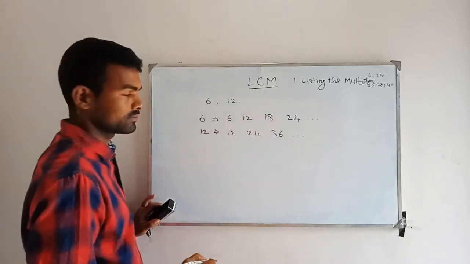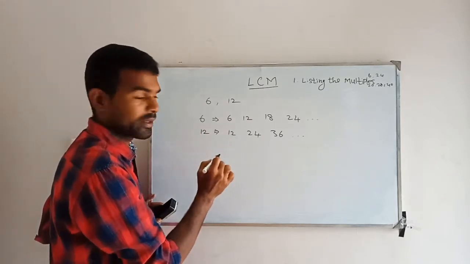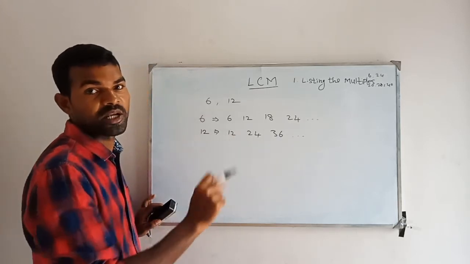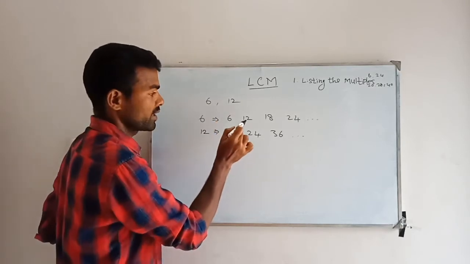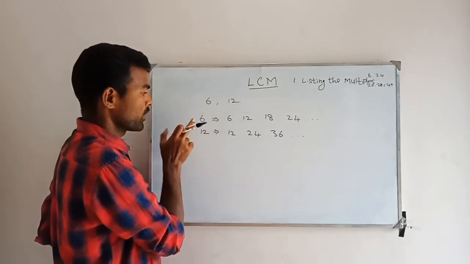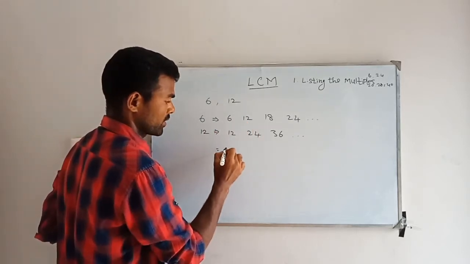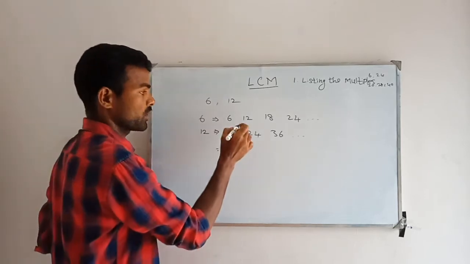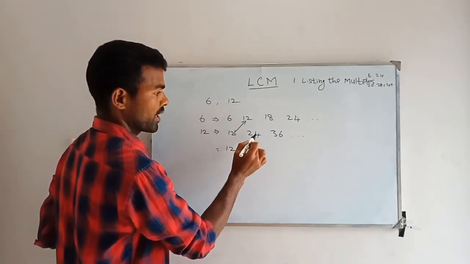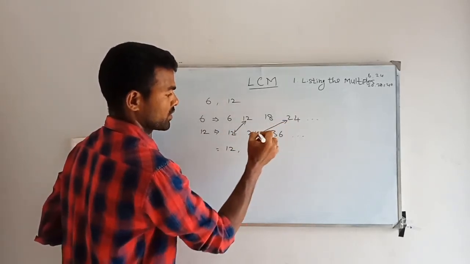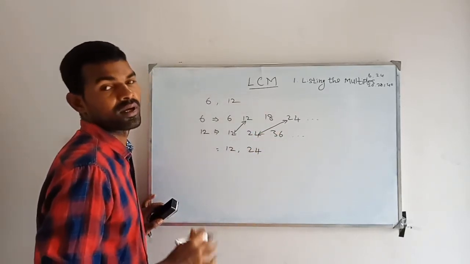So the 12 table goes. Now see that in 6 and 12, which number is coming common? Find the common multiple. Here is 6, here is no 6, so leave it. Here is 12 and here also 12. Yes, no? For both 6 and 12, the common multiple is 12. Next, which number is common? 12, and you can see 24 is also common.